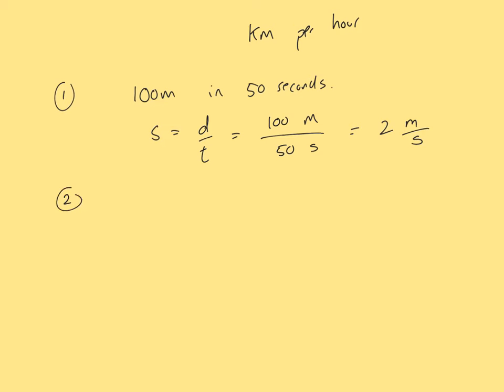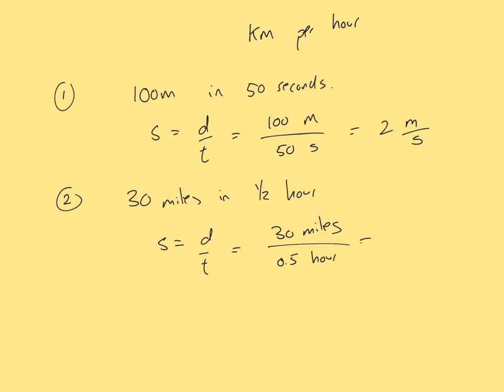Example 2, let's say that something travelled 30 miles in half an hour. Then speed is distance over time. That would be 30 miles divided by half an hour, and that equals 60 miles per hour.